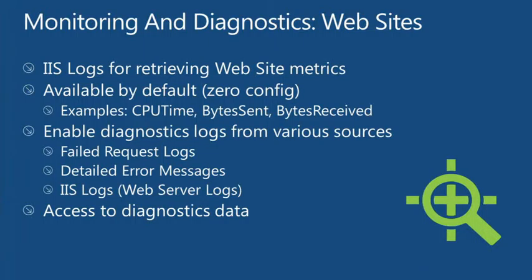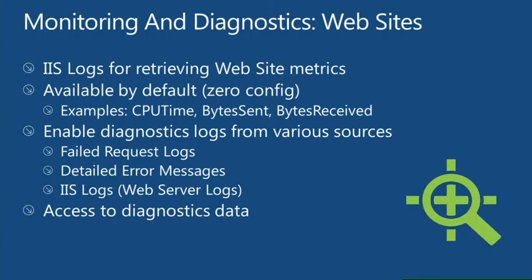So there are multiple sources of monitoring data. For websites, all of the monitoring and diagnostics information comes from IIS logs. So we retrieve all of that website metrics from IIS logs today. The website metrics are available by default. Again, zero configuration. You don't have to do anything to get these metrics. We saw on the dashboard, but I'll show you again, CPU time, bytes sent, bytes received, etc.